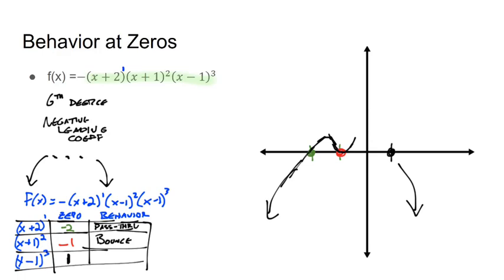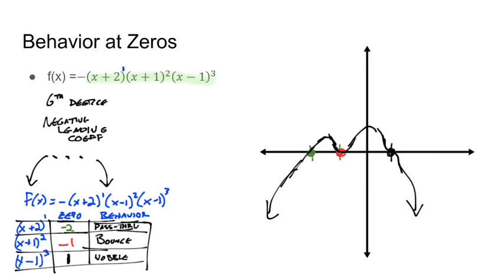Oops. And then let's look at this last 0. This is a third degree 0. And what that's going to do is it's going to do what I call a wobble. And let me show you what I mean by a wobble. That means it's going to come down and then kind of whoop.